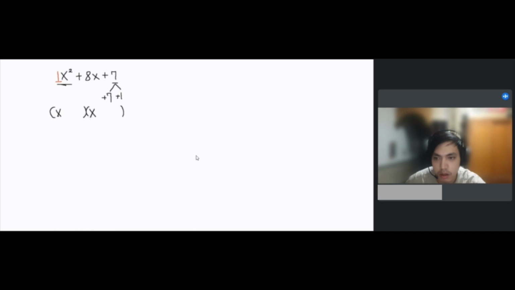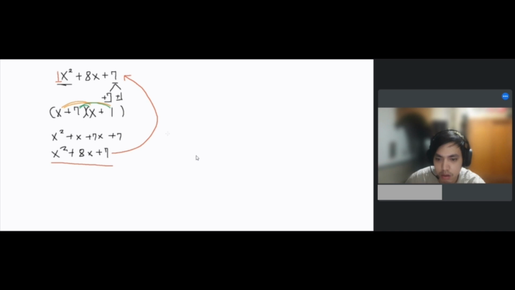Now the factor of x squared is just x times x, and then just copy the two factors, plus 7 plus 1, and then we have it. That's how you factor it. That will be your answer. To check, you just have to multiply the two factors by the distributive property. So that will be x squared plus x plus 7x plus 7, which then gives us x squared plus 8x plus 7, which equates to the original equation.